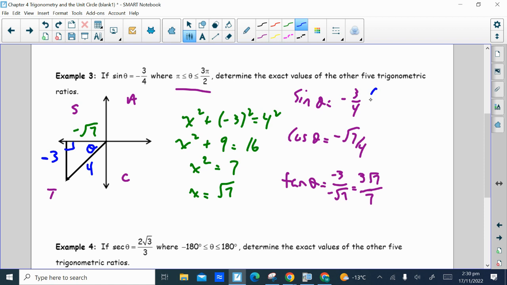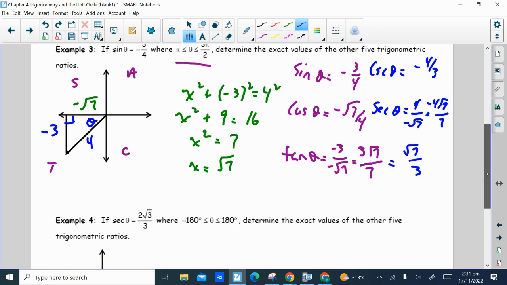The three reciprocal ratios, the cosecant is the reciprocal of the sine. The secant is the reciprocal of the cosine, which was 4 over negative root 7. So that'll be negative 4 root 7 over 7 when we rationalize the denominator. And the tan was negative 3 over negative root 7, so the cotan will be root 7 over 3. Again, it's positive because the tangent is positive once you deal with the fact that you had a negative over a negative.